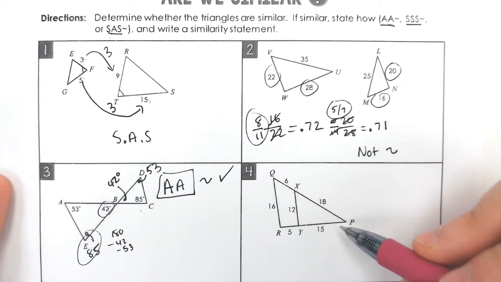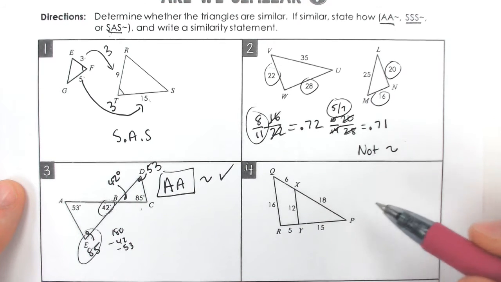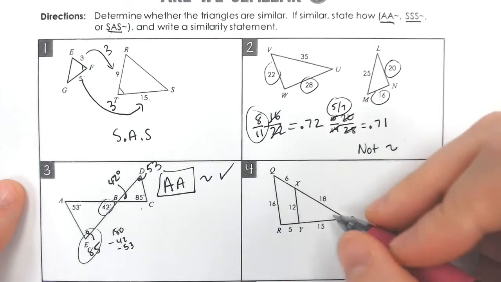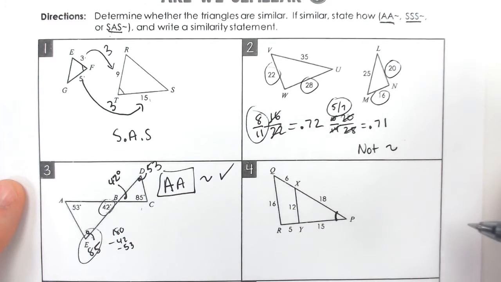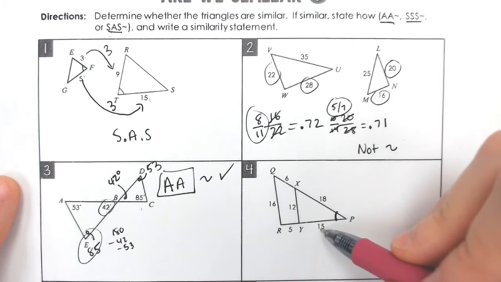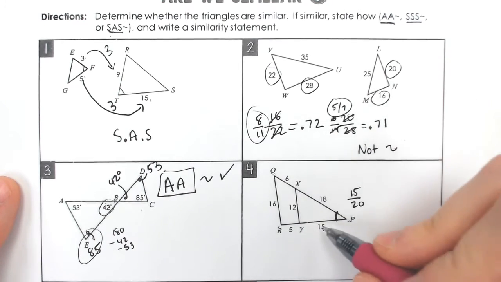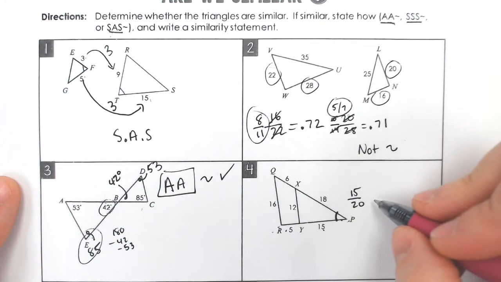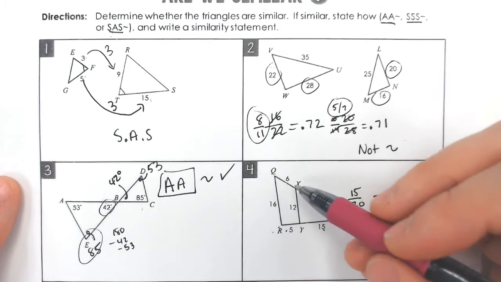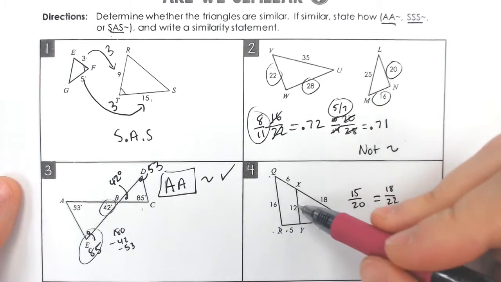This one right here, you could prove that they are similar via side-side-side, or side-angle-side. Now, side-angle-side is quicker because you only have to confirm two sides. That angle shared in the middle would prove that the two triangles are similar. All right. If 15 over 20, I got 20 from adding 5 and 15 together to get all the way from R to P. That has to be the same as when we divide 18 by 22. Or we could have picked 12 over 16.